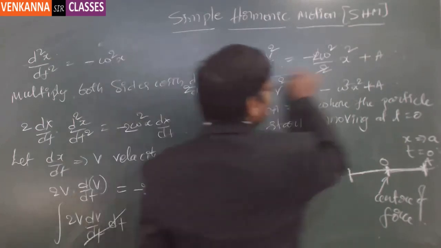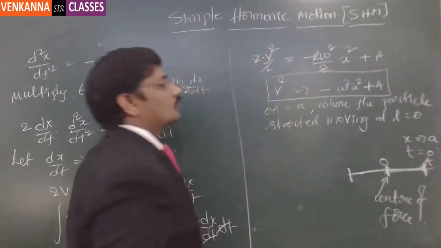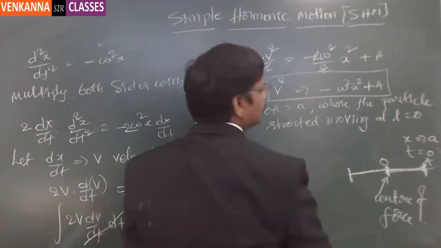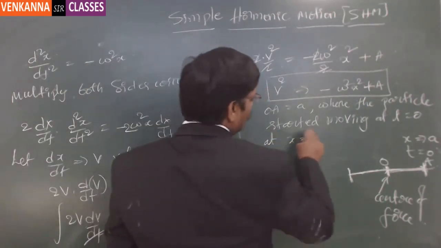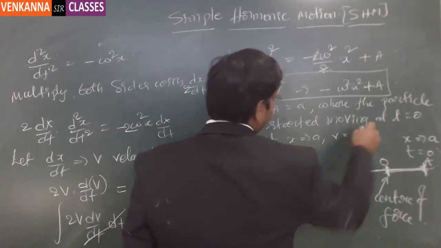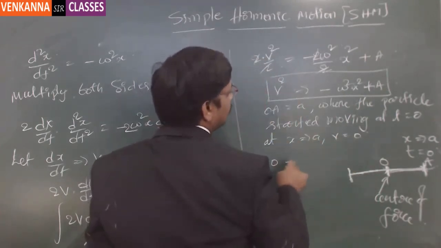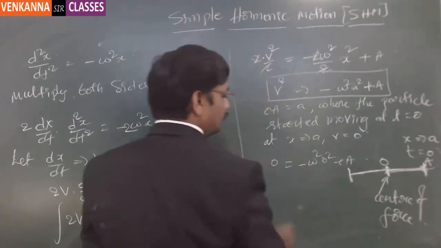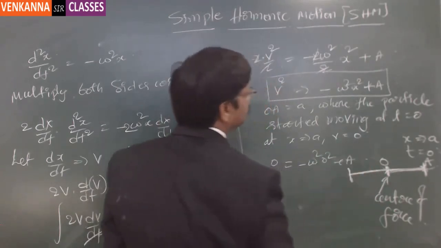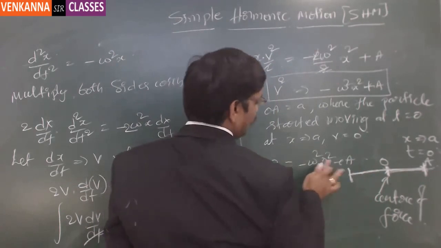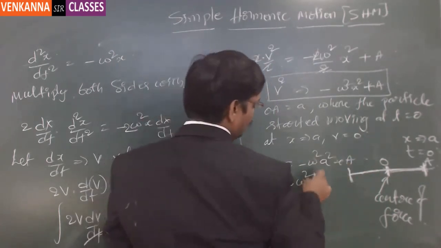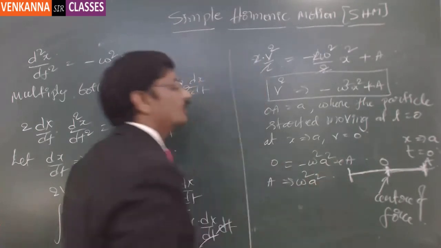So the relation here is v square is equal to minus omega square times (x square minus a square). So if you substitute this initial condition, at x equal to a, v equal to 0, then 0 is equal to minus omega square into (a square minus a square). Sorry, x equal to a. So this gives the value of the constant.